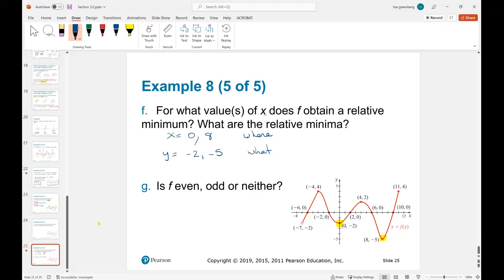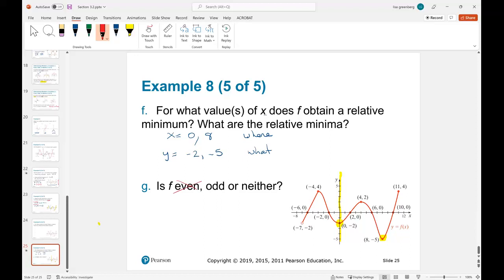And then we want to know, is f even, odd, or neither? Well, is this symmetric around the y-axis? Absolutely not. If you break this at the y-axis, the right-hand side does not look like the left-hand side. So we know for sure it is not even.